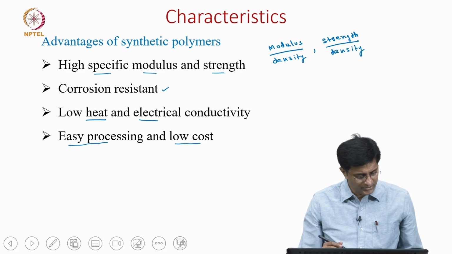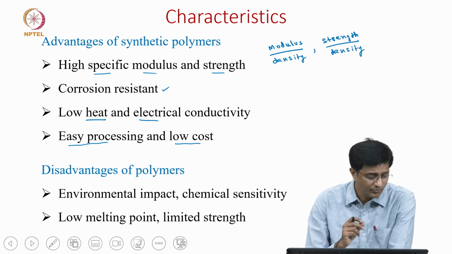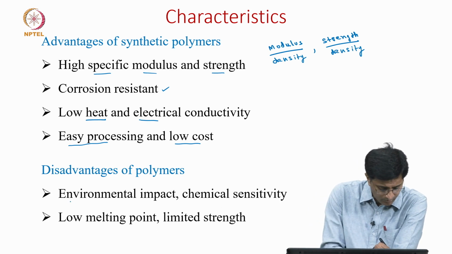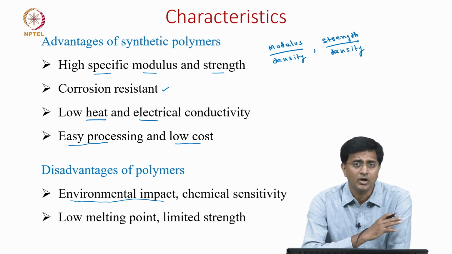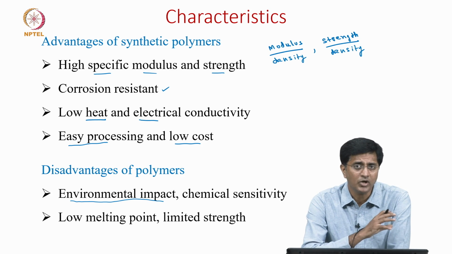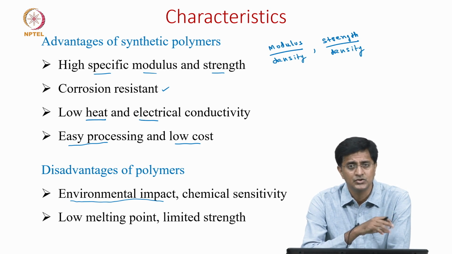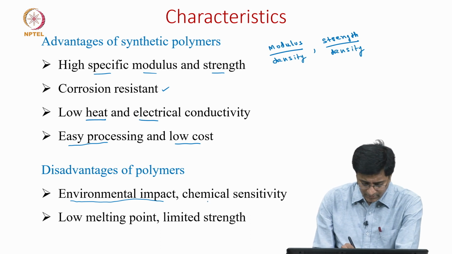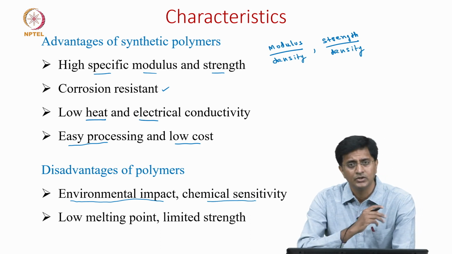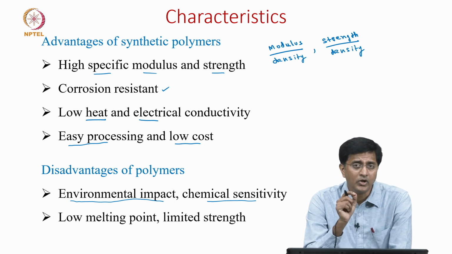But in addition to these advantages, they do have a few disadvantages. Most important of that is the environmental impact. This is because unlike natural materials, polymers do not degrade quickly. So, it takes several hundred years for the polymers to degrade and decompose in the earth. The other disadvantage is the chemical sensitivity. Though they are stable, a few polymers are reactive with a few chemicals. So, when these chemicals are in contact with these polymers, then again they decompose or degrade.